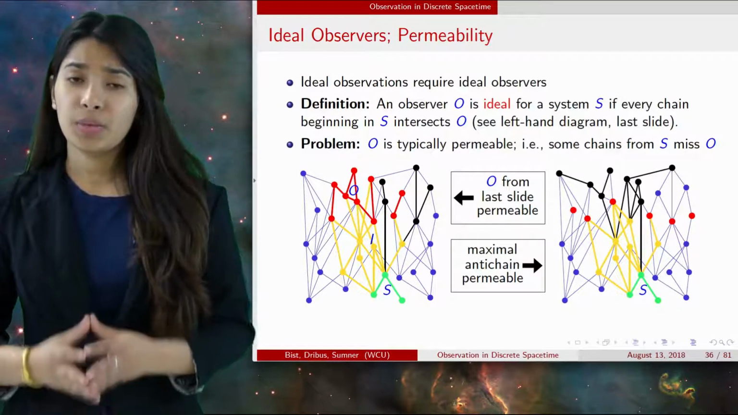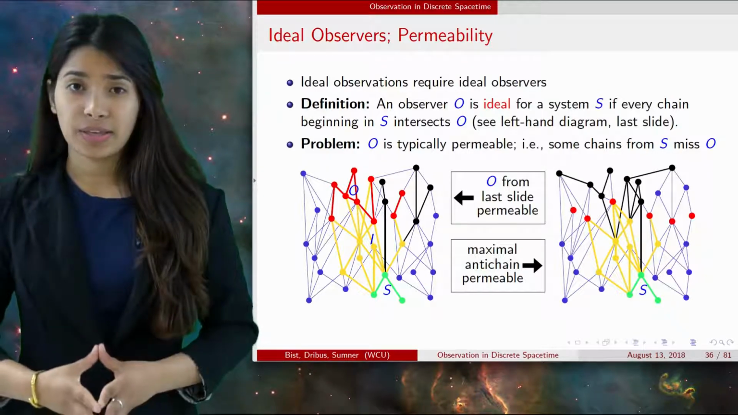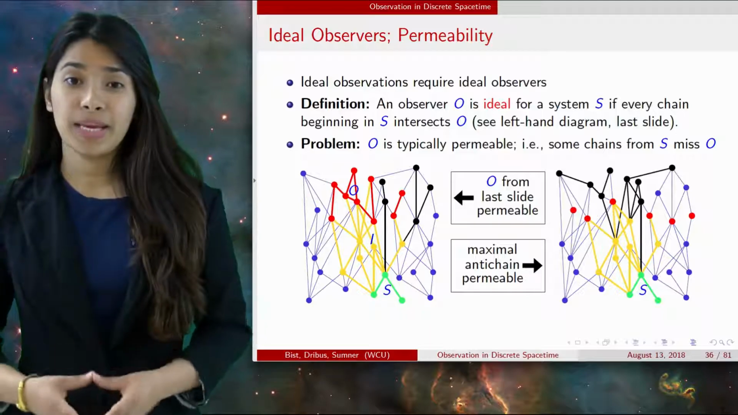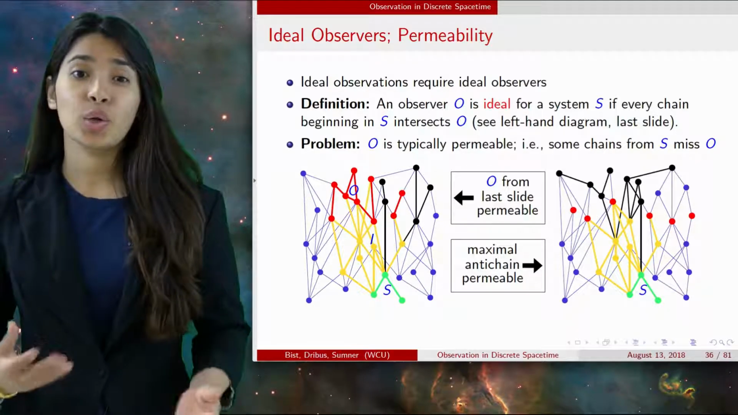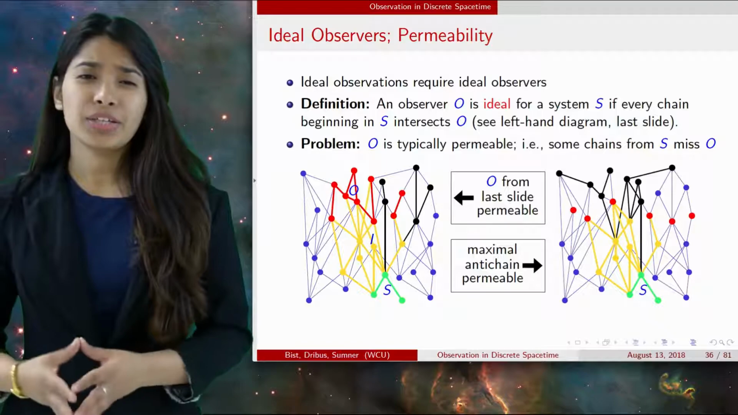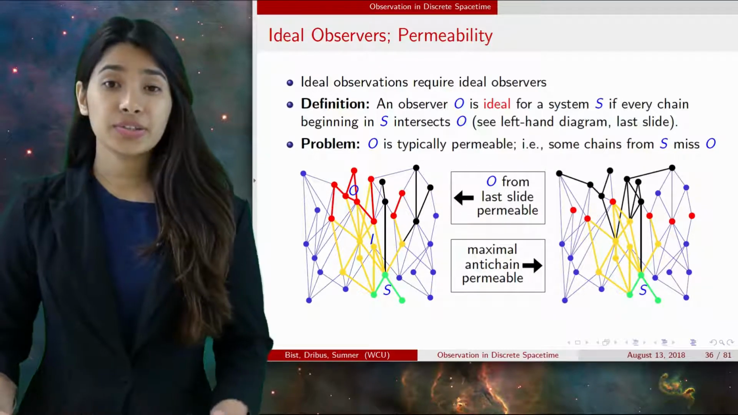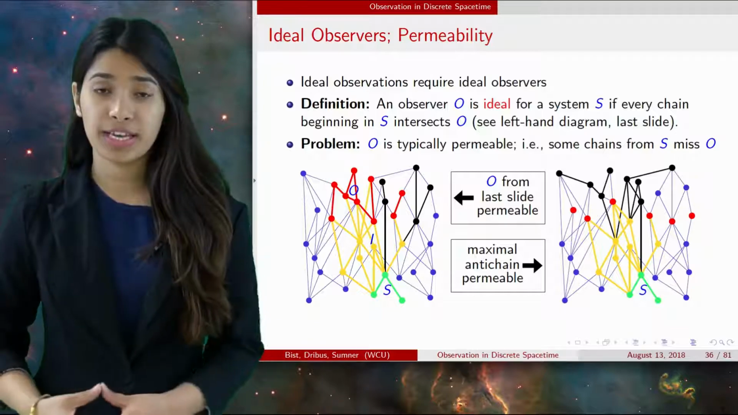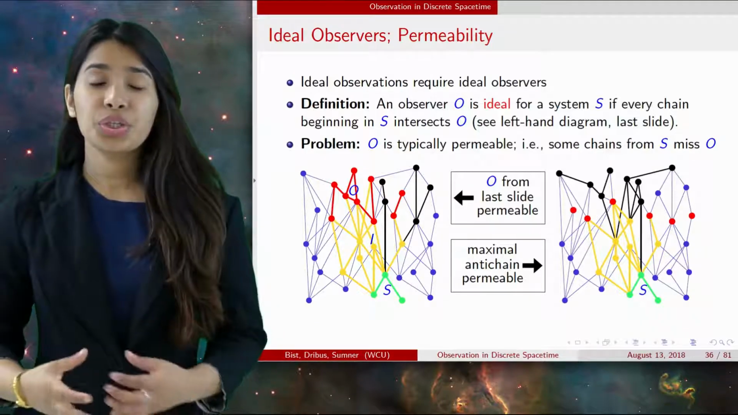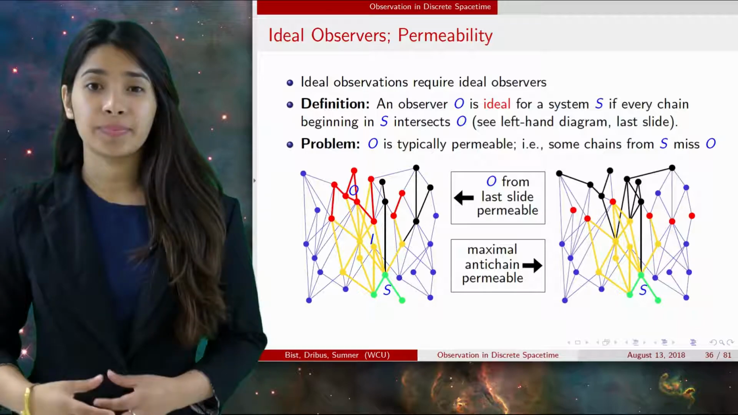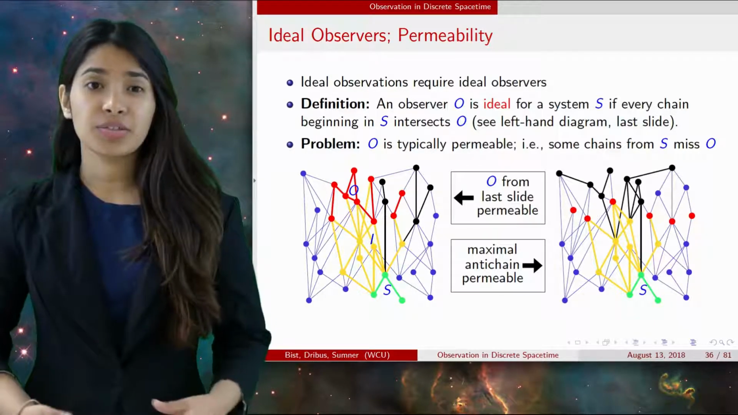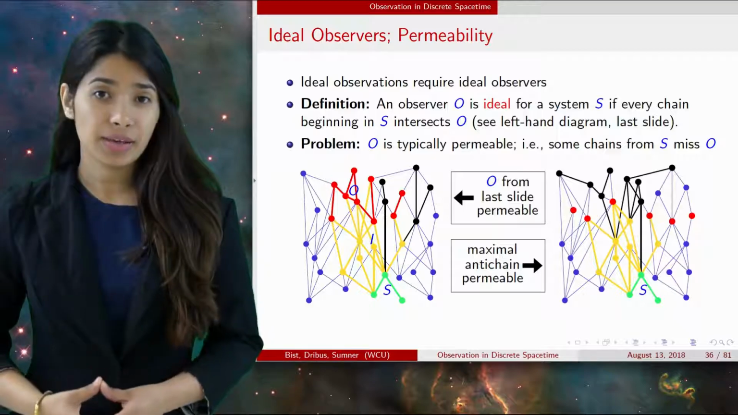So, what property would O have to have in order to prevent this? It might seem natural to think that if O includes everywhere in space at some instant in time, then O would be impermeable. But that turns out not to be true. In a discrete directed set, the idea of everywhere in space at some instant in time is represented by a maximal antichain. We draw such an antichain in the right-hand diagram. It consists of red nodes.